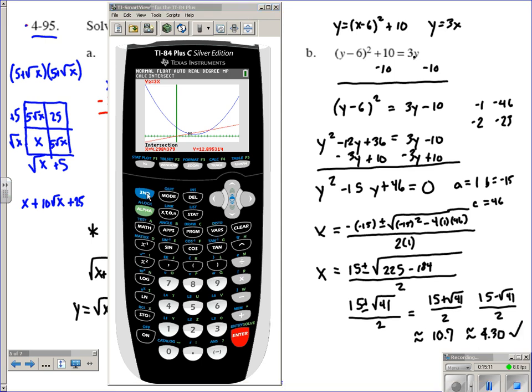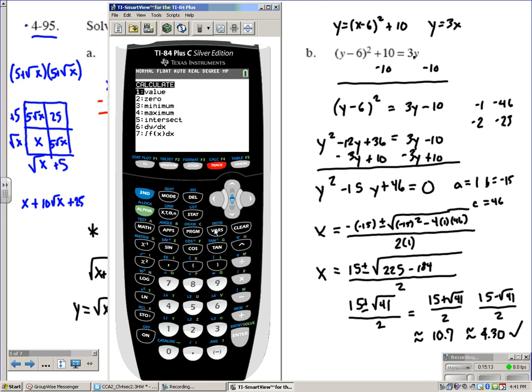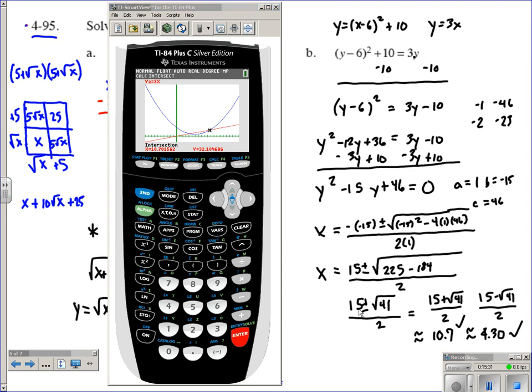And then let's do our second one. Second, trace, number 5. We're going to need to arrow over a little bit closer to that intersection point. Enter, mark your second curve, hit enter on the guess, and we should get the intersection point of 10.7, which is what our other one was. So we know that one is correct. So for letter B, our answers, 10.7 and 4.3 or 4.30, would work as the correct answers for this equation.